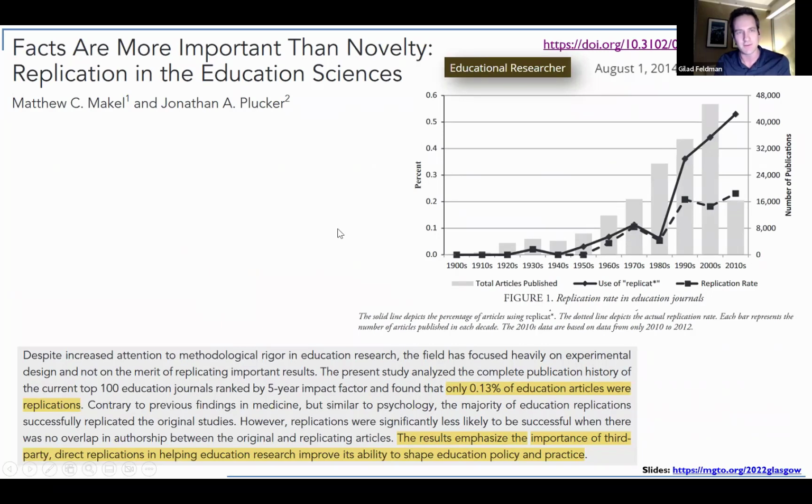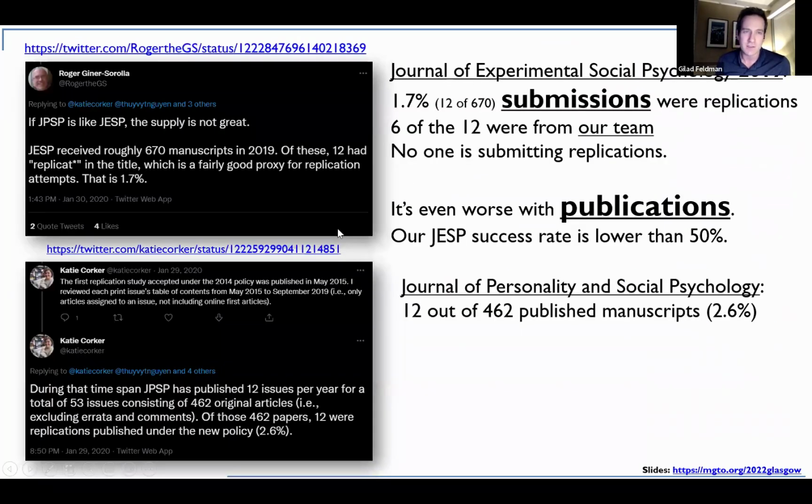So ridiculous, really. Plus, in our field, social psychology, you can see some tweets that I got from Roger, who was the previous editor of Journal of Experimental Social Psychology. You can see that in 670 submissions in the year 2019, only 12 had anything regarding replications, which is a real shame, considering especially that 6 of those were from our team. So it's 6 out of 670. And these are just submissions. The publication rate is worse.